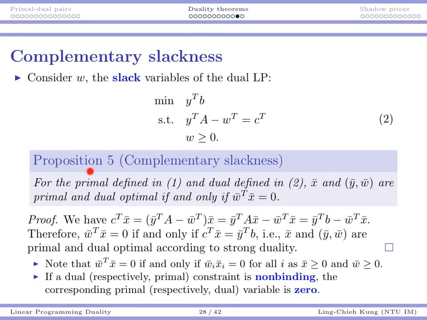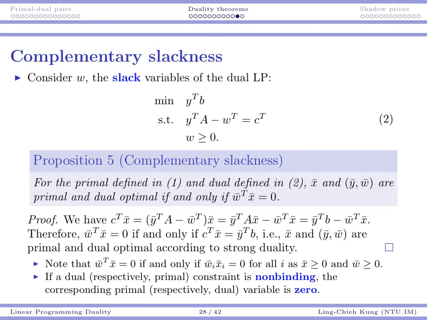Then I get some properties of W. If I have a primal problem defined in 1, which is the pair we just mentioned, which is the standard form, and I have a dual defined in 2, it's not exactly the dual of a standard form, but we know they are equivalent. Then we have the following: X bar and Y bar, W bar are primal and dual optimal if and only if W bar transpose times X bar is 0. So what does this mean?